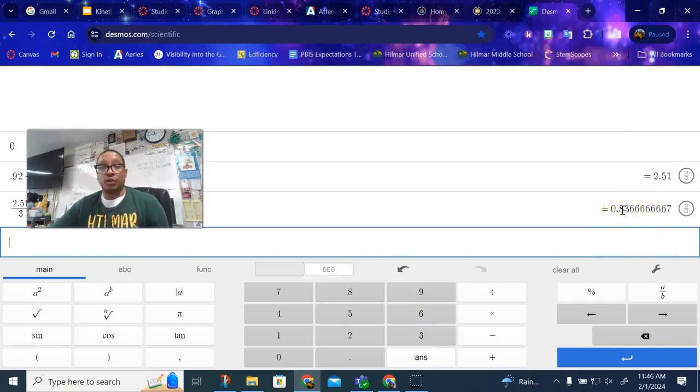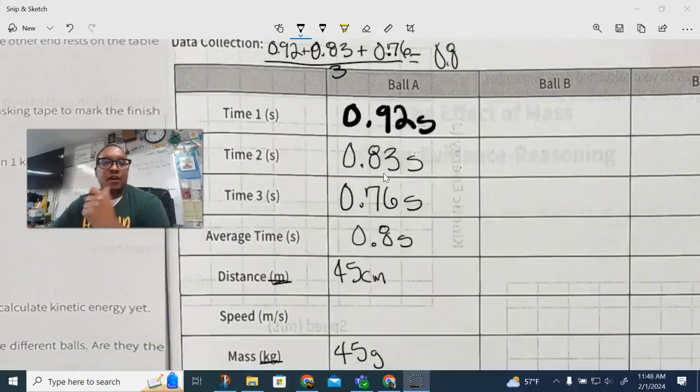So I'm just going to go ahead and put that my average time, because I'm going to round these to 1 decimal place, is 0.8, okay? So I think the video got a little choppy or something. I don't know what happened. So 0.8, so I put my average time is 0.8.